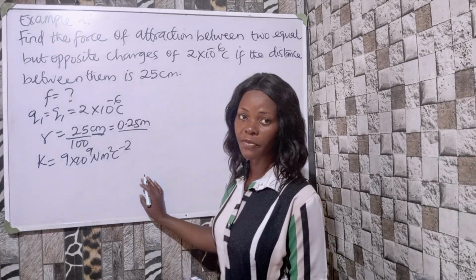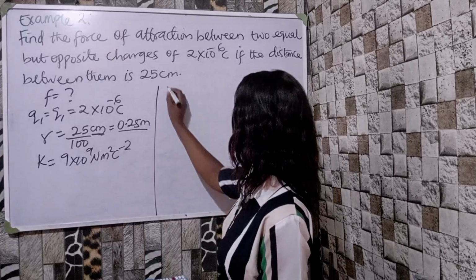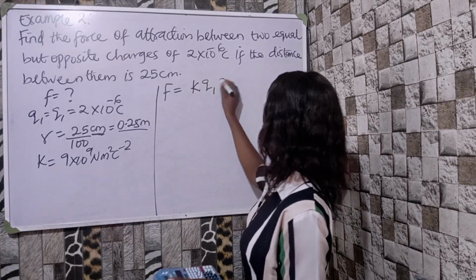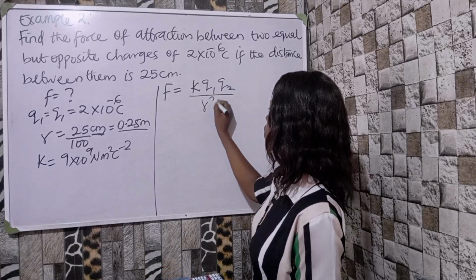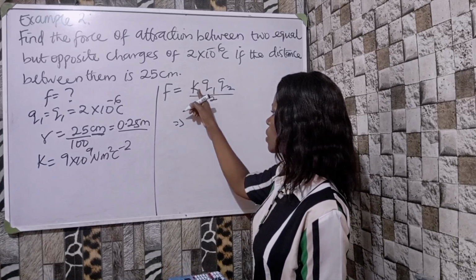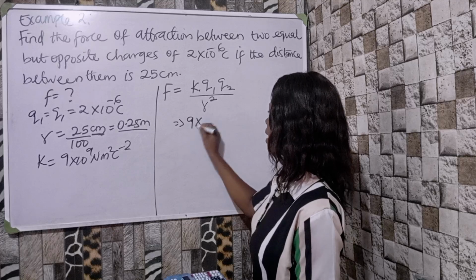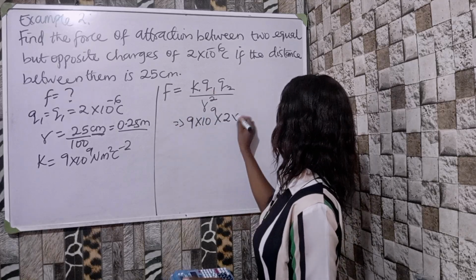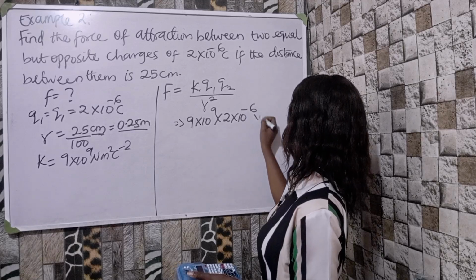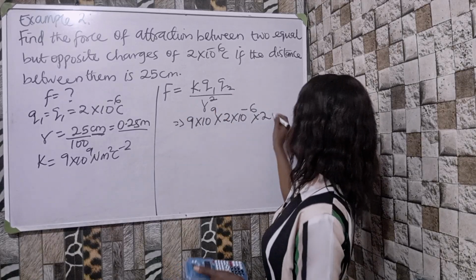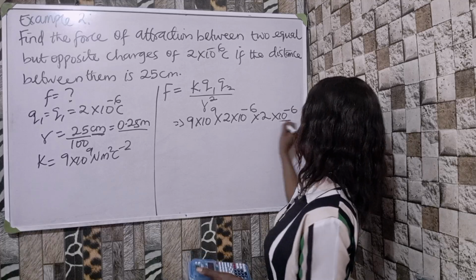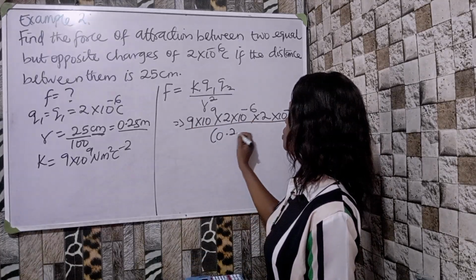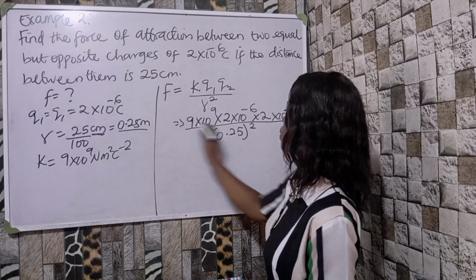So let's use the formula to find the force. F is equal to K Q1 Q2 over R squared, which is what? What is my K? 9 times 10 raised to power 9, times 2 times 10 raised to power minus 6, times 2 times 10 raised to the power minus 6, divided by 0.25 all squared.